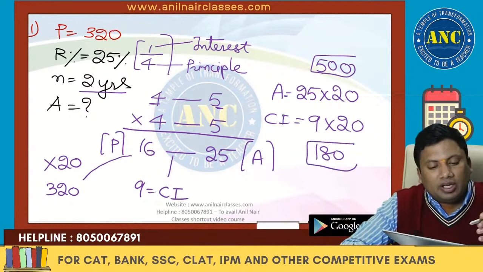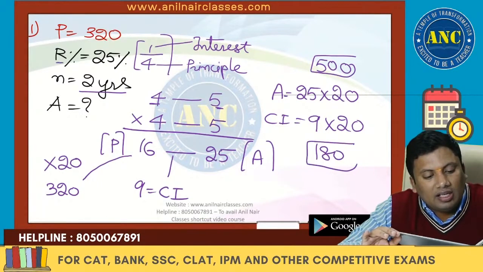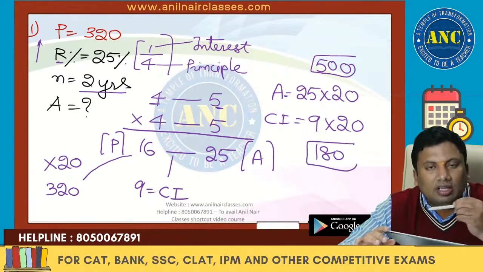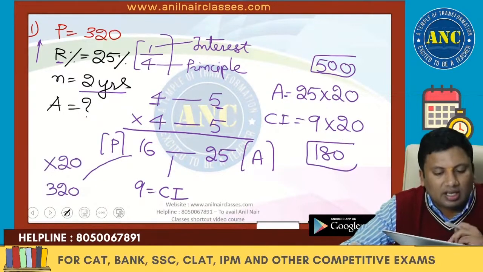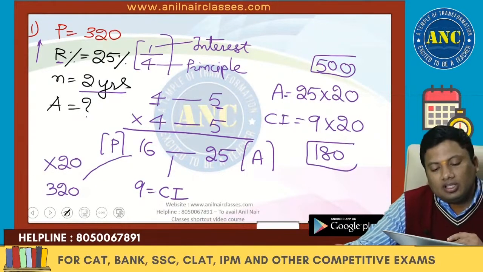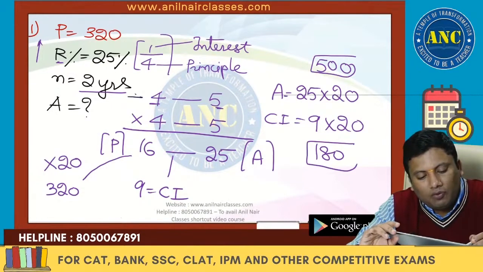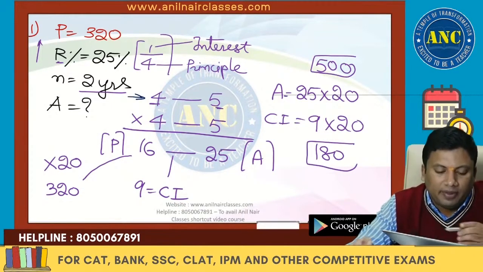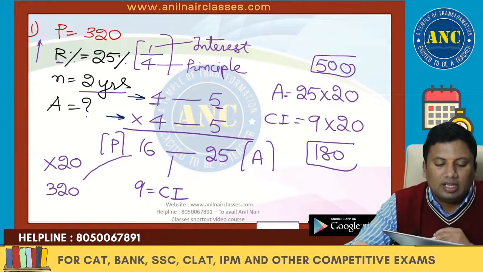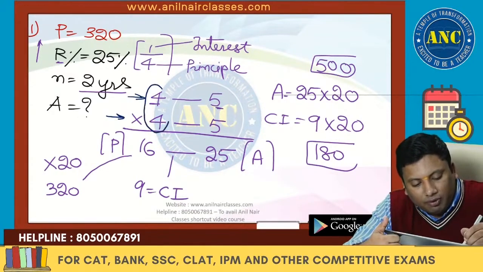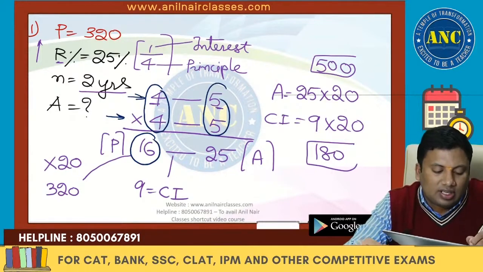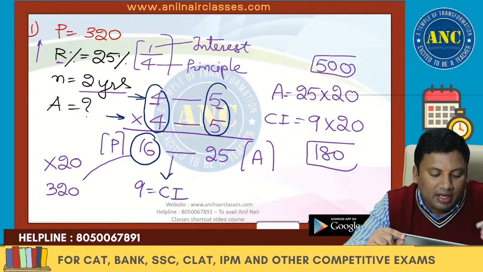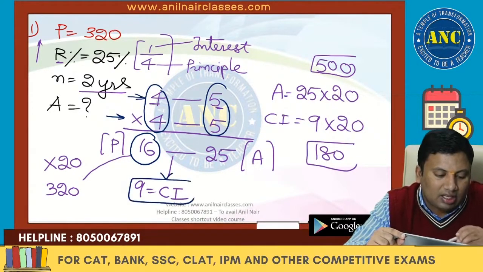Again, I am repeating. R percentage is the interest rate. These are nothing but percentage increase. 25% is 1 by 4. 4 with 1 increase, it is 5. For 2 years, 4 4s are 16, 5 5s are 25. 16 becomes 25. Extra is nothing but the interest.